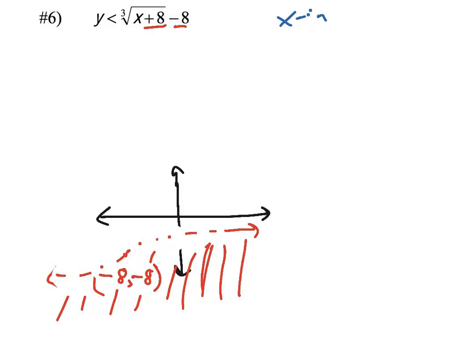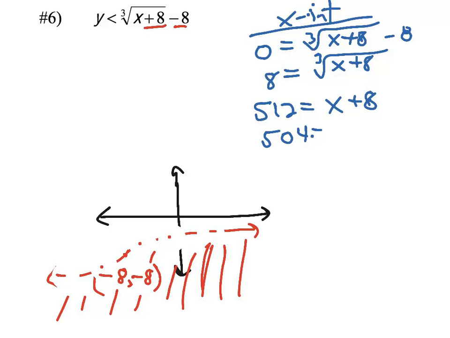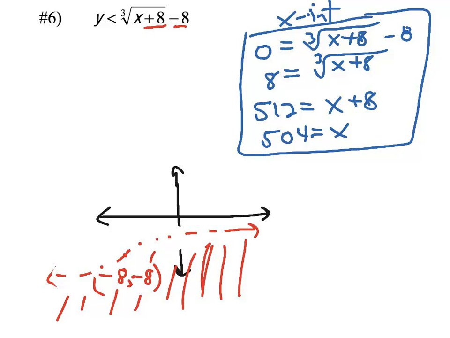Find the x-intercept. Put 0 in for y into the boundary, and you get x by itself. Then add 8 to both sides. I'm going to cube both sides. 8 cubed is 512. I'm going to subtract 8 from both sides. And get the x-intercept, assuming that I subtracted, cubed correctly, is 504.